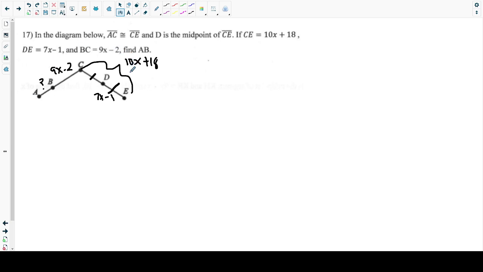But I know a lot more about this side over here. I know that the full piece is 10x plus 18. And I know that half is 7x minus 1. Well, if this half is 7x minus 1, and I just marked that they're congruent, that means that this other half over here also has to be 7x minus 1. And now I have an equation I can make, right? I can say that 7x minus 1 plus 7x minus 1 are both going to combine to give me 10x plus 18. So 7x minus 1 plus 7x minus 1 is equal to 10x plus 18.